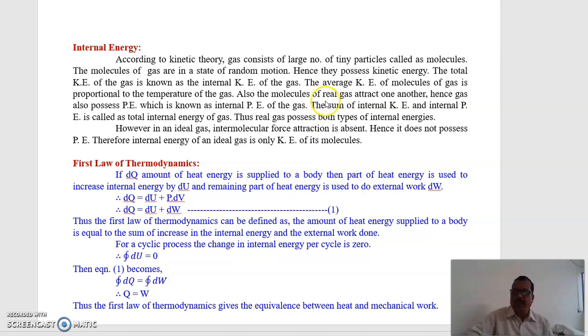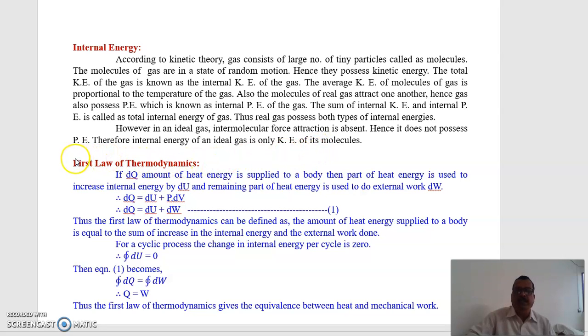In case of real gas, there are both types of internal energies, that is internal energy due to kinetic energy and internal energy due to potential energy. That is, total internal energy is the sum of internal KE and internal PE. But in case of ideal gas, there is only kinetic energy. Therefore, internal energy of an ideal gas is only KE of its molecules.